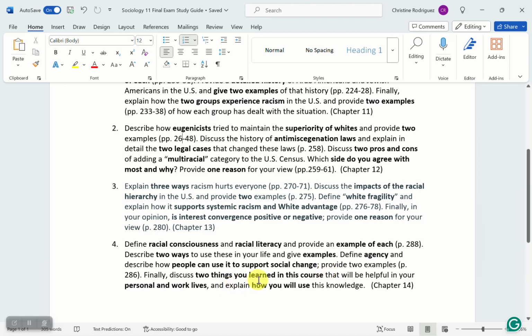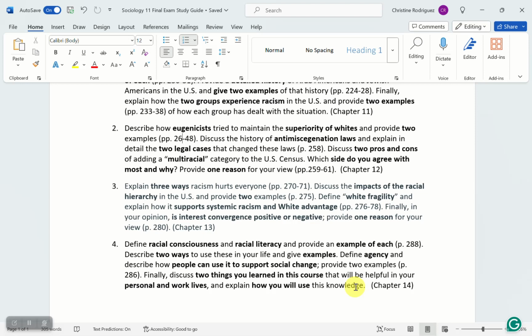Finally, discuss two things you learned in this course that will be helpful in your personal and work lives, and explain how you will use this knowledge. Okay, it can be any two things. How will you use it? Where will it be useful? In your personal life or your work life, maybe both. How will you use this knowledge?